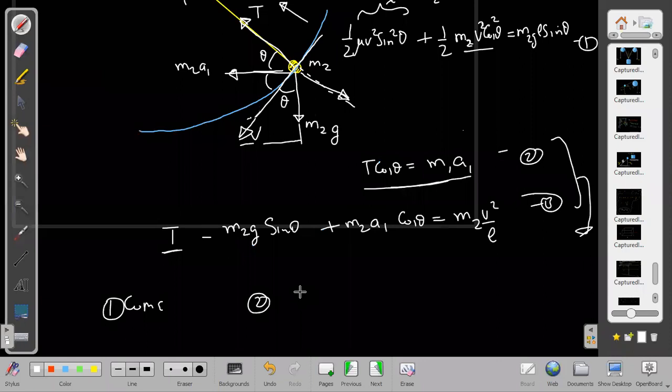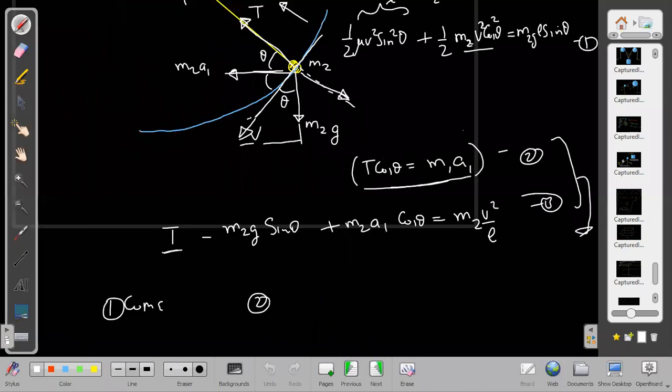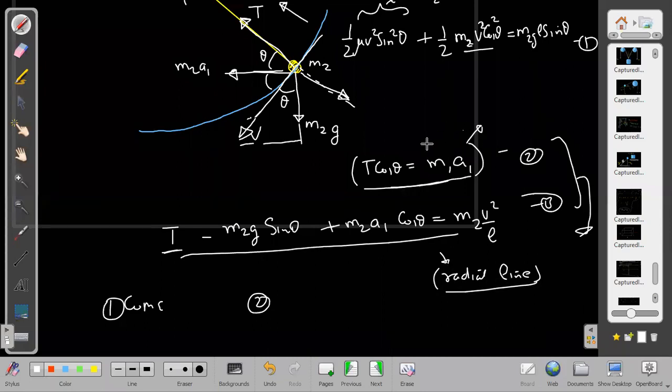Second, we write the force equation for that body which is moving in a straight line, whether it is this case or the second case, M2A for example here. And third, for the moving body which is moving in a circular path, we write along the radial line, for the body which is moving in a circular path. And this one is for the body which is moving in the horizontal, straight line path, along the X-axis. So these 2 force equations for 2 different bodies and 1 conservation of mechanical energy. Keep these ideas in mind, and this method will never fail you.